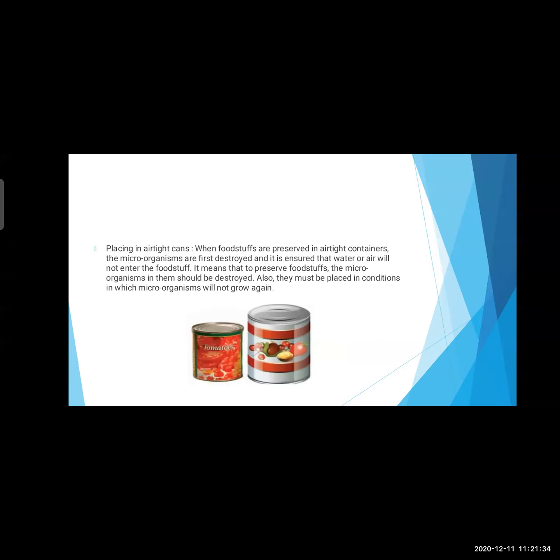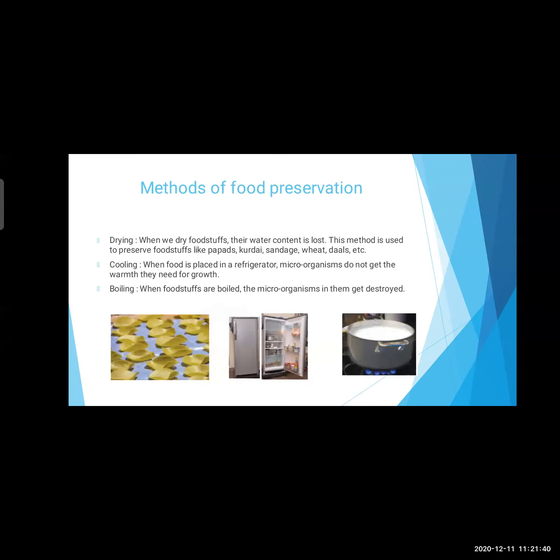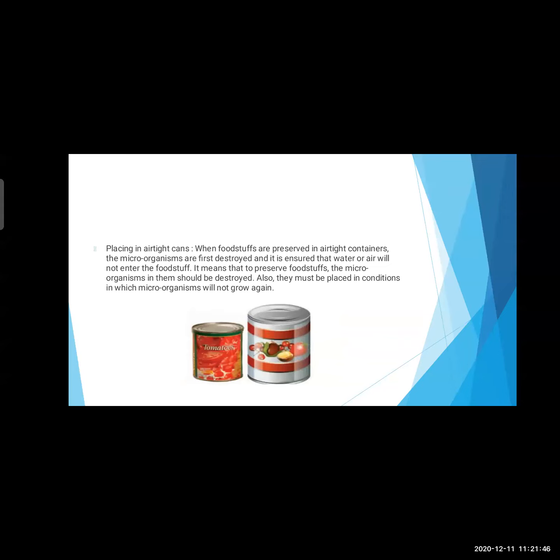Now we'll see placing in an airtight can. These are the four methods of food preservation: drying, cooling, boiling, and the fourth one is placing in airtight cans.